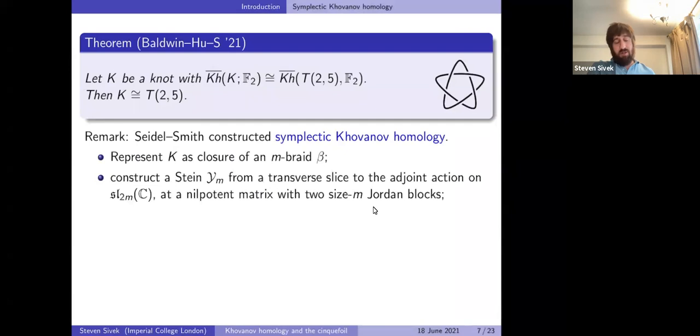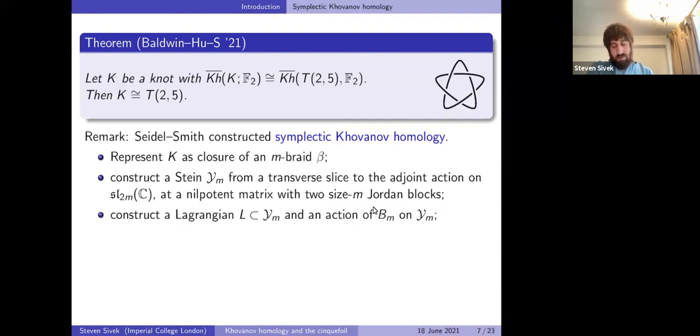Then you say, I'm going to build some interesting Stein manifold. What you do is you look at the adjoint action on SL2M. You take a transverse slice to that action centered at some nilpotent matrix with 2 Jordan blocks of size M. And then you construct a braid group action on that slice. So we have that action, and you find an interesting Lagrangian in there.